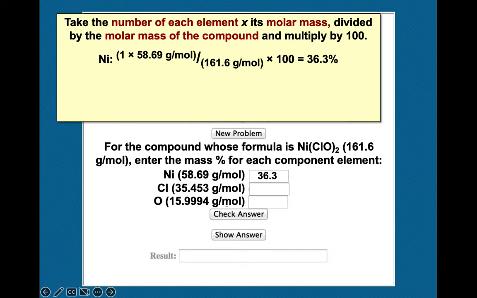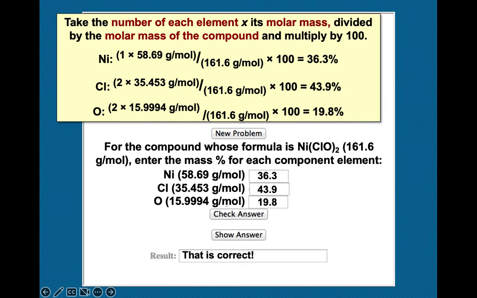Chlorine. How many chlorines do we have? 2. So it's going to be 2 times 35 divided by 161, or 44%. We have how many oxygens? Also 2. 2 times 16 divided by 161, 19%.